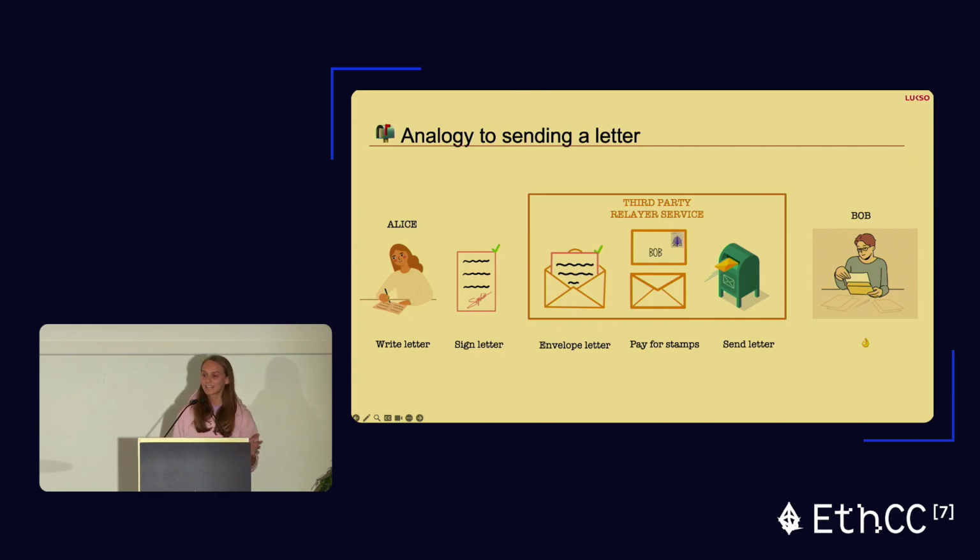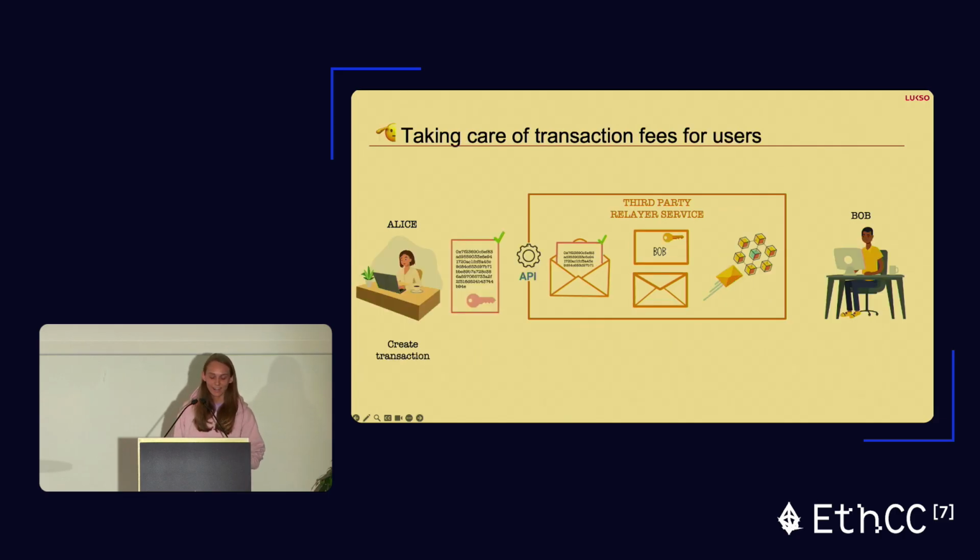Well, it works the same when a third party wants to send a transaction on behalf of a user. Alice will have to create the transaction, then she will need to sign the transaction, and the third party will envelope the transaction, pay for the transaction fees, and send it to the blockchain.